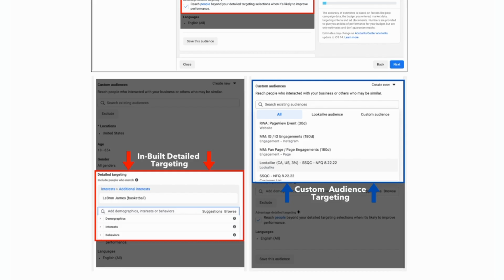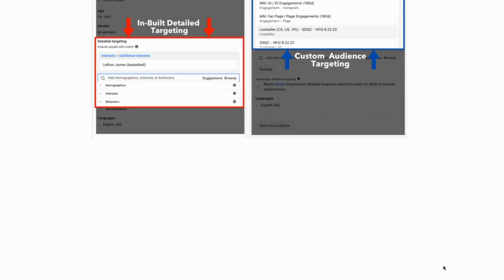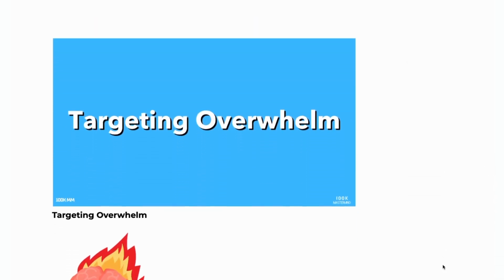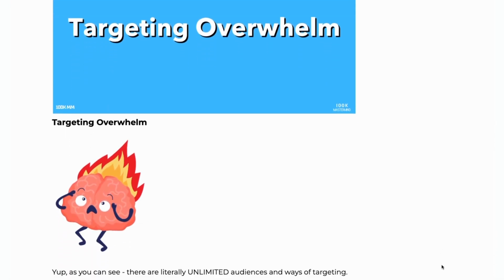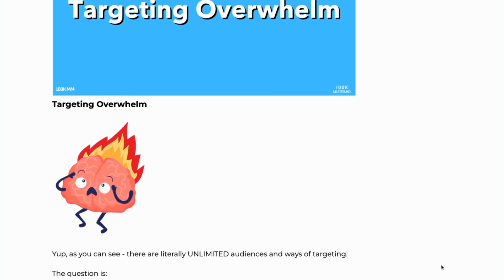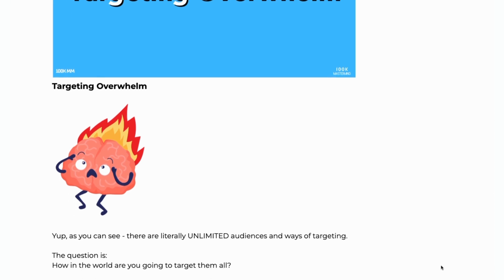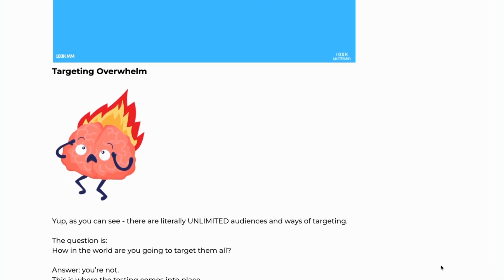And so now you're starting to see, man, there's literally an unlimited amount of possibilities here, right? And so this is typically where some students who are just getting started out with this say, man, targeting overwhelm is really starting to hit us, right? It's like, man, this is kind of crazy. Hey, there are literally an unlimited number of audiences that we could target. So here's a question: how in the world are we actually going to target them all?